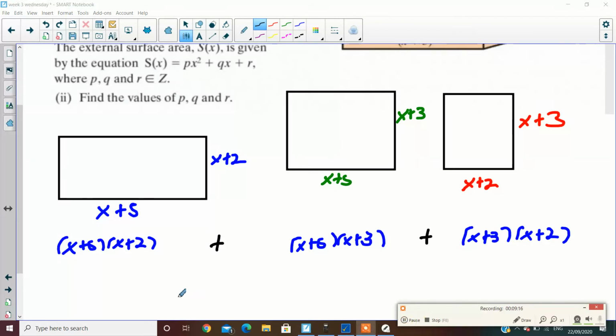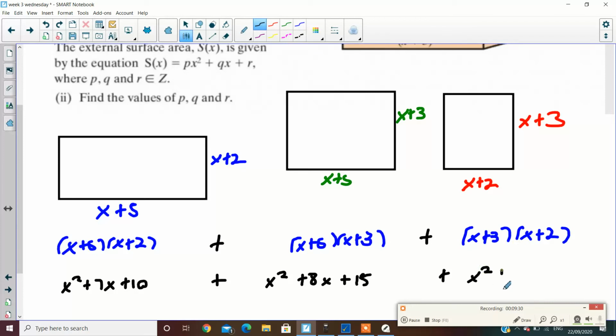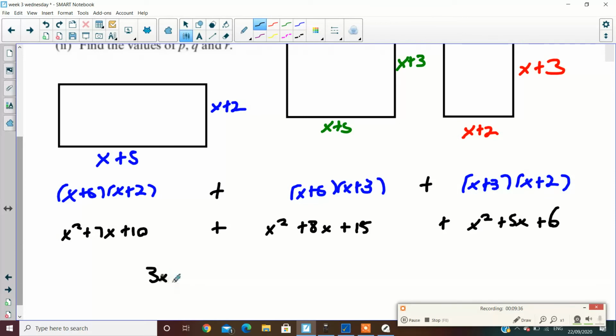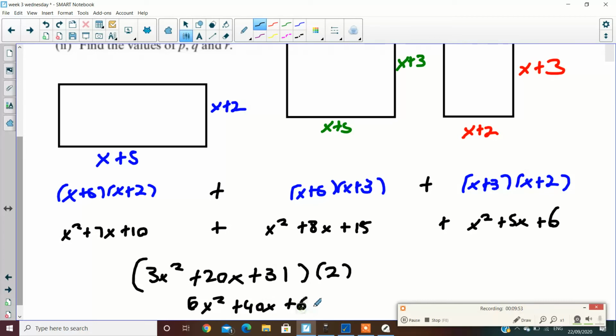So, for this one, you should get x squared plus 7x plus 10. For the next one, you should get x squared plus 8x plus 15. For this one, you should get x squared plus 5x plus 6. Add them all together to get 3x squared plus 20x plus 31. This is only 3 sides, so you have to multiply all that by 2. You should get 6x squared plus 40x plus 62. We all good?